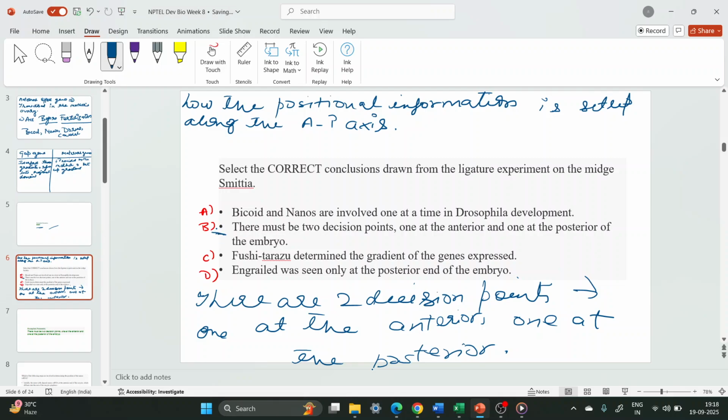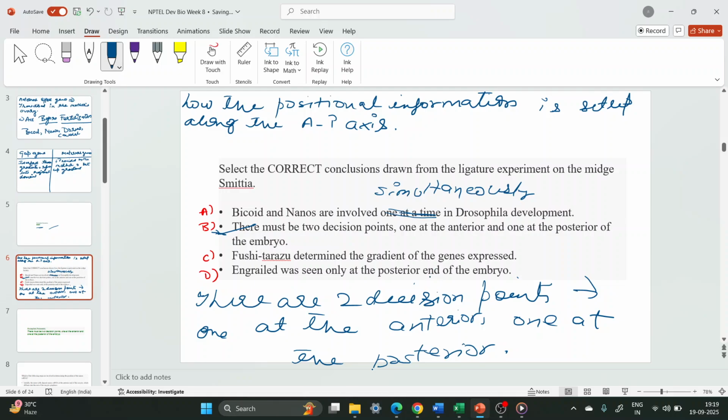Now let us see the other points. Bicoid and nanos are involved one at a time in Drosophila development. Is it true? No, because they act simultaneously. Bicoid helps in anterior polarity and nanos helps in posterior. So are they involved one at a time? No, they are involved simultaneously. Then, there must be two decision points, one at the anterior and one at the posterior of the embryo. This is correct.